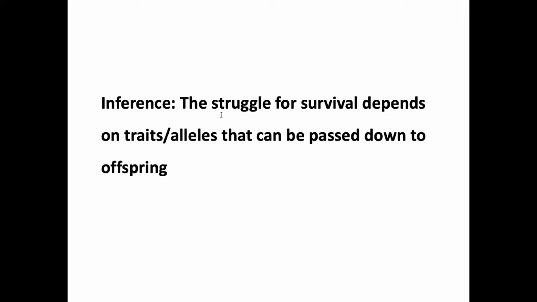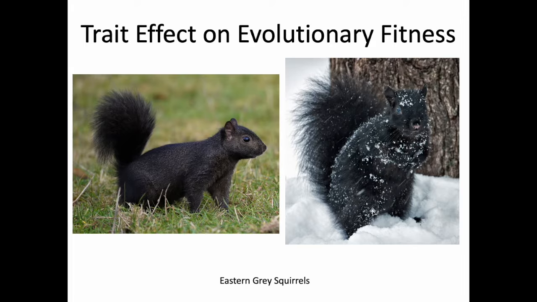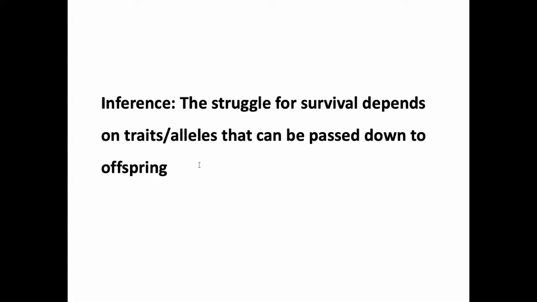So we can infer that this struggle for survival, the limited resources, not everyone can make it, there's not enough food and shelter and water to go around, is not completely random. It depends on certain traits or alleles that can be passed down to offspring. In other words, there are certain traits or alleles that can help you with survival and reproduction, like this black allele if you've got really cold winters. And this can be passed down to offspring because they're genetically heritable. They're genes. They're on the chromosomes.